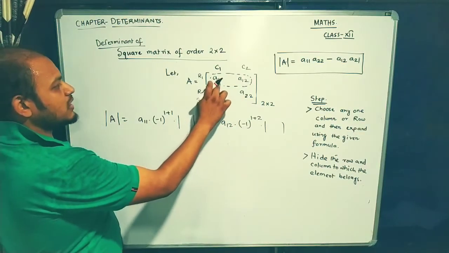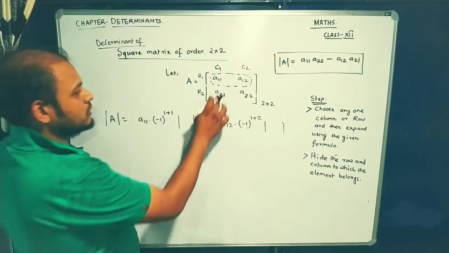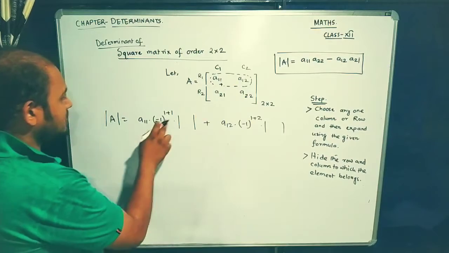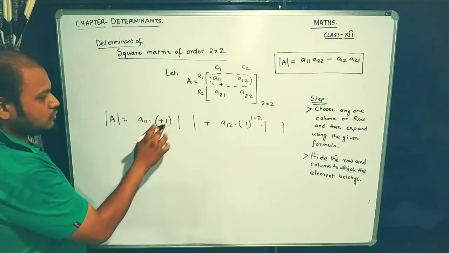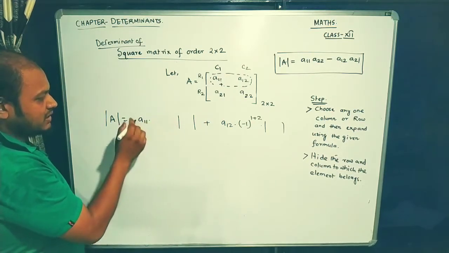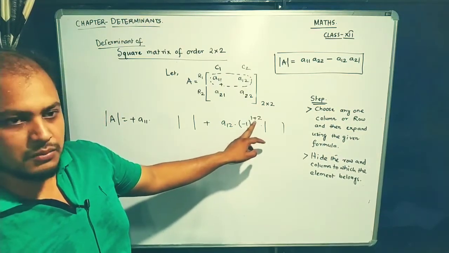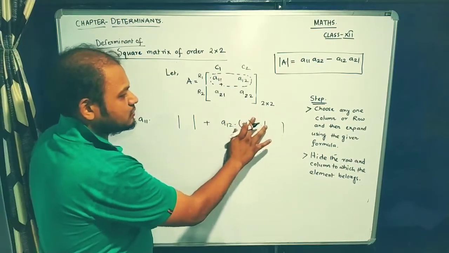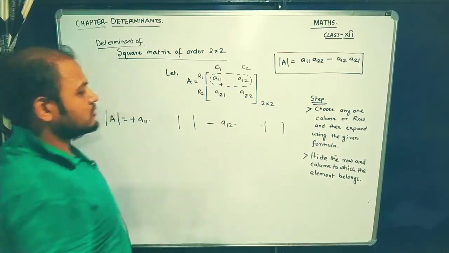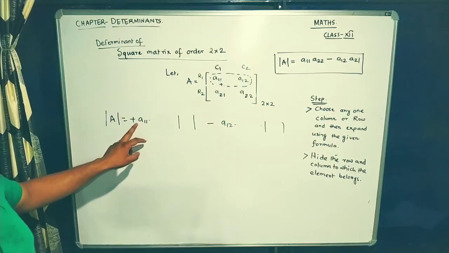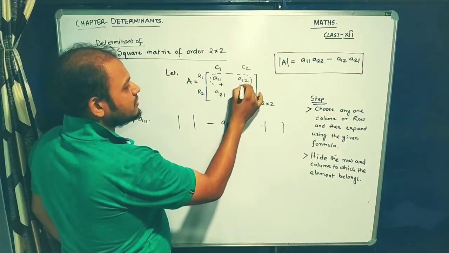In this case, 1 plus 1 is 2 and -1 to the power 2 is 1, so it will have a plus sign here. Writing 1 here or not does not matter, just place a plus sign. What about this one? -1 to the power odd number is -1, so placing a minus here is the same thing. So while finding this determinant, this part becomes plus and this part becomes minus.